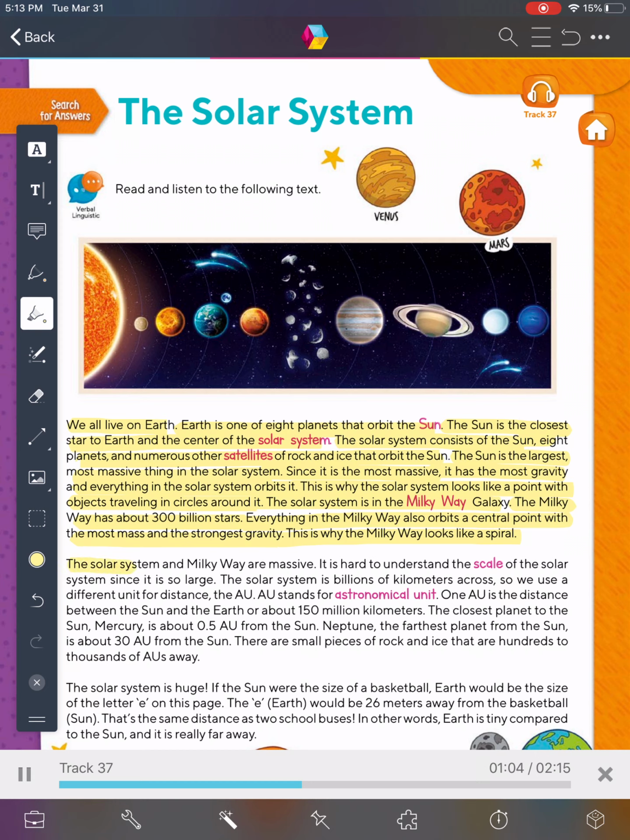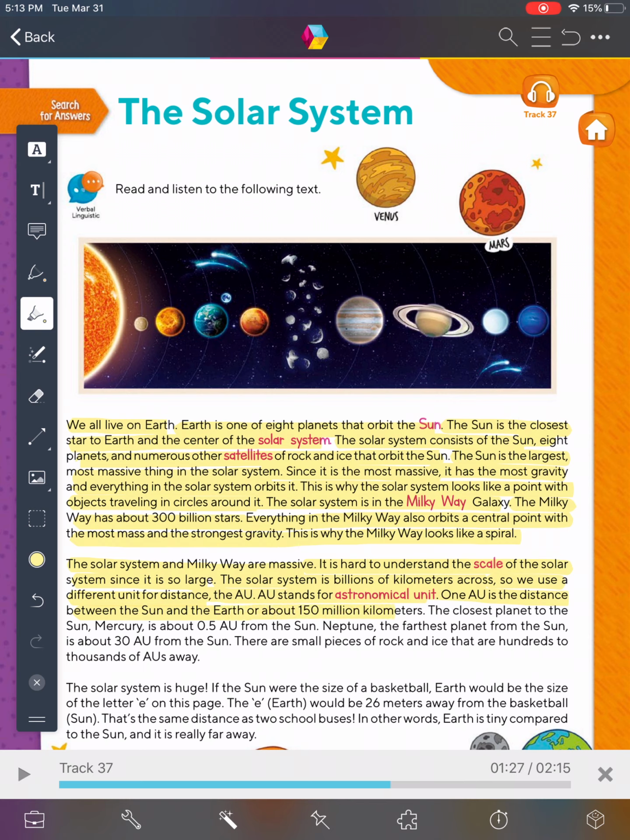The solar system and Milky Way are massive. It is hard to understand the scale of the solar system since it is so large. The solar system is billions of kilometers across, so we use a different unit for distance, the AU. AU stands for astronomical unit. 1 AU is the distance between the Sun and the Earth, or about 150 million kilometers.